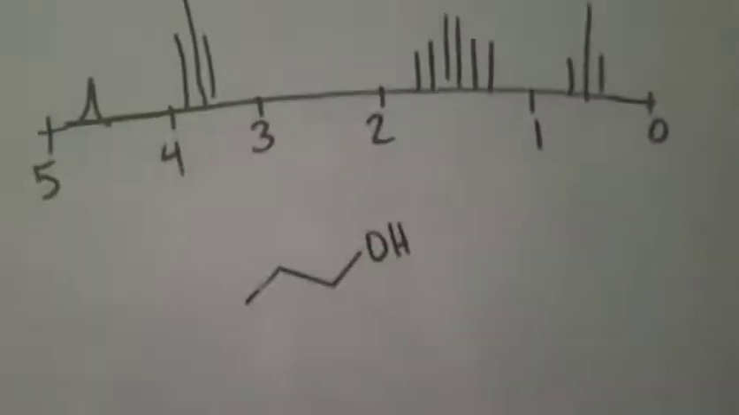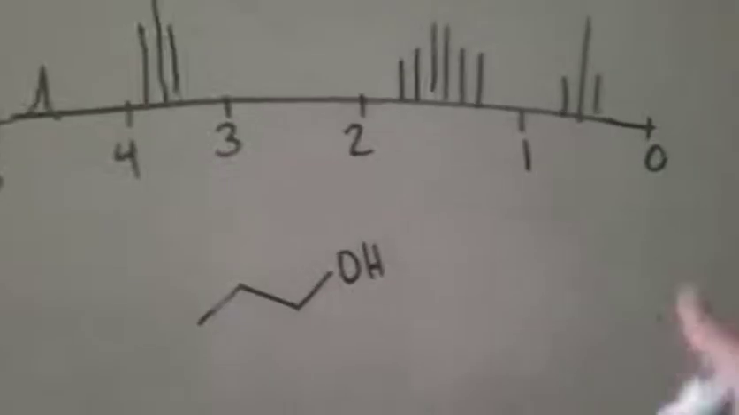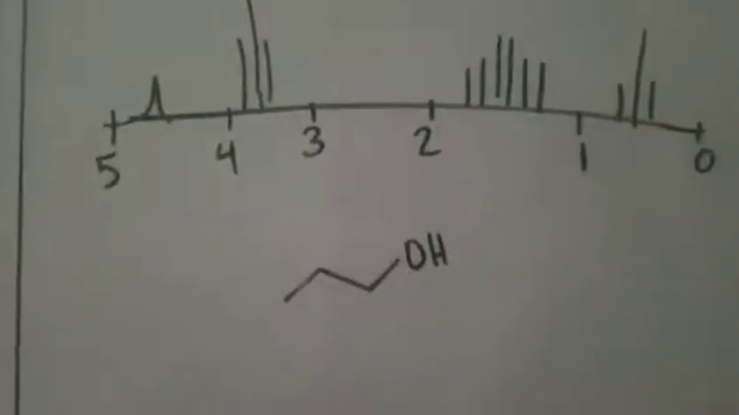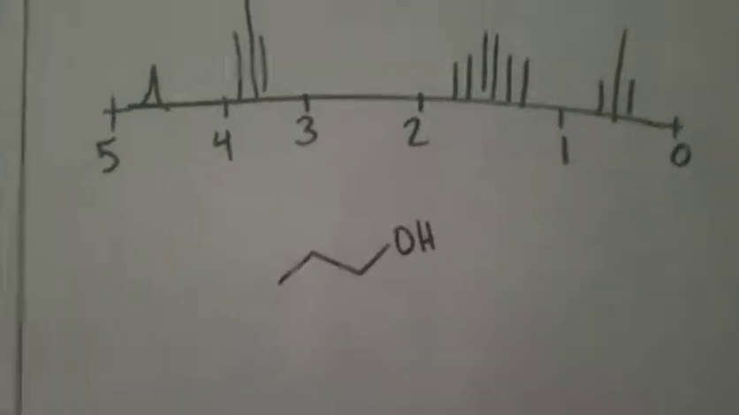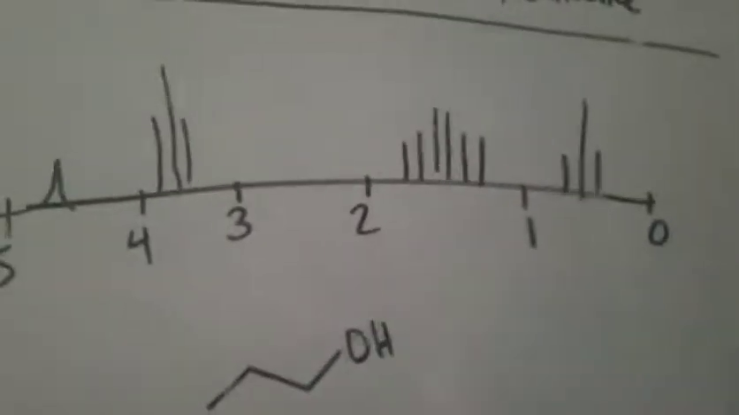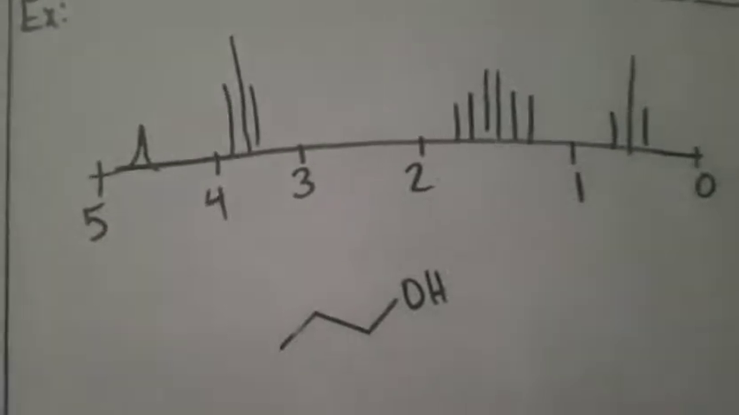Now, looking at the scale, which is in ppm, if it's on a small scale, like 0 to 5, 0 to 8, 0 to 10, I know it has to be proton NMR. That's the scale for proton NMR. If it was a larger scale, like 0 to 500, 0 to 300, that's going to be carbon NMR.